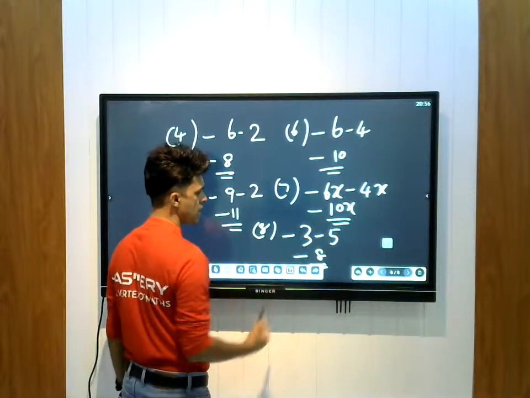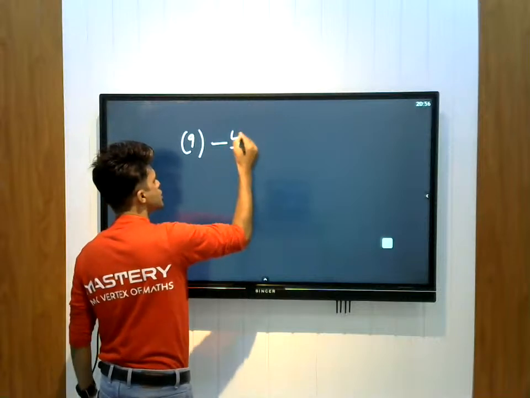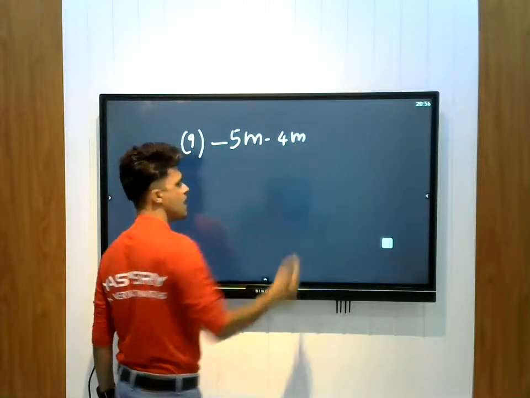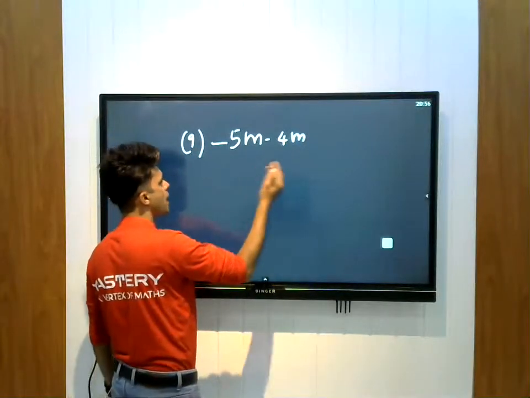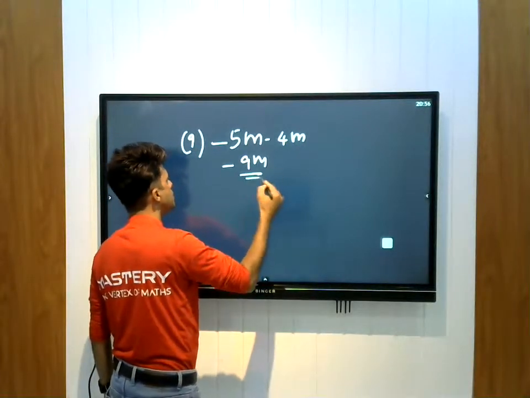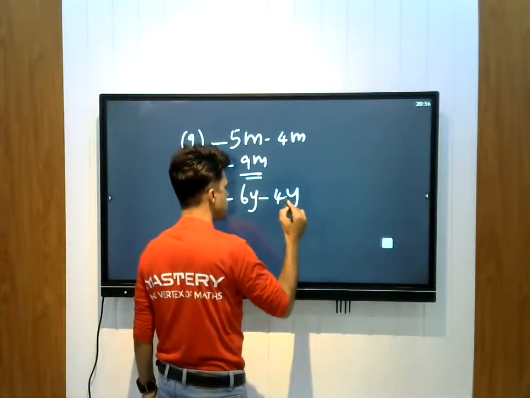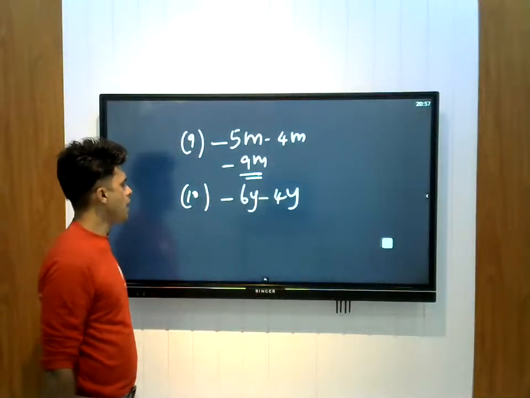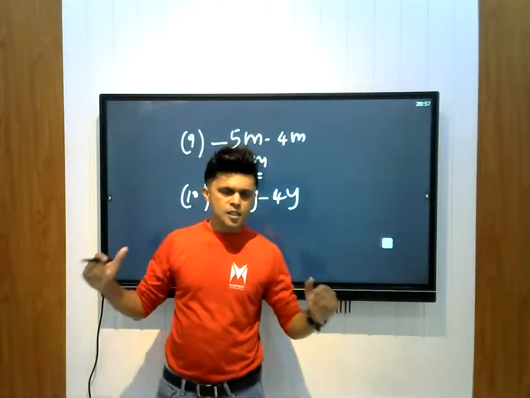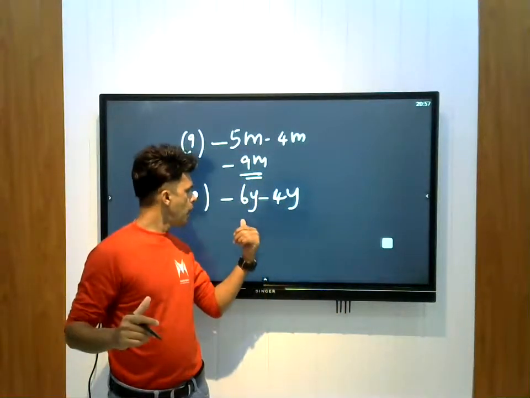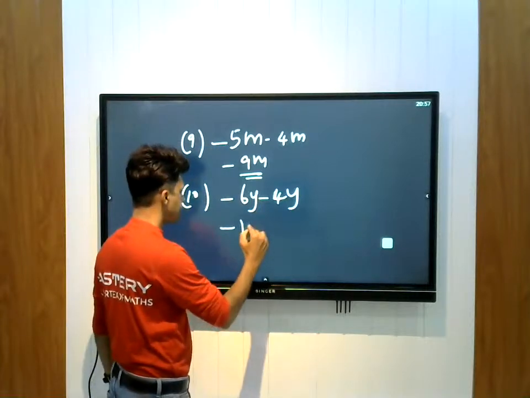Minus 6x minus 4x is minus 10x. This one, ninth question. Minus 5m minus 4m. What should be the answer? You are able to add these two terms. Minus 5m minus 4m is minus 9m. So this one, minus 6y minus 4y. You are able to add these two terms. 6 plus 4 is 10, so minus 6y minus 4y is minus 10y.